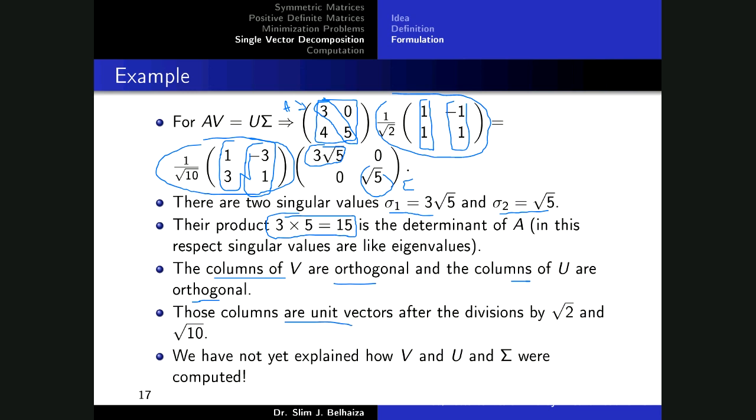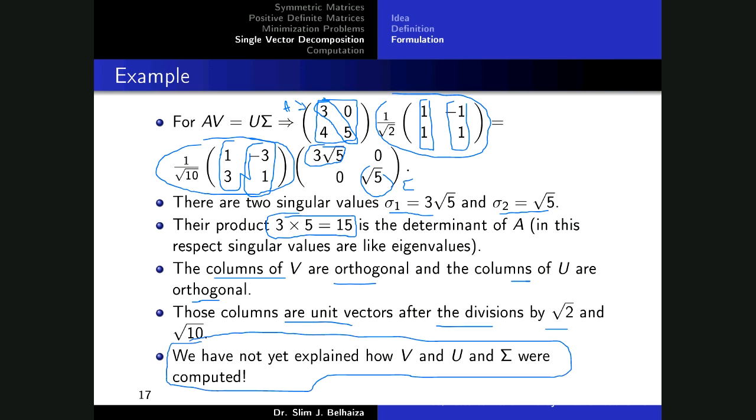Any question? So those columns are unit vectors after division by root of 2 and root of 10. But the question is that we did not explain how we got these. So in the remainder of the talk, we will detail how one can obtain from scratch, from any given matrix, these singular values and singular vectors. Any question, guys? Okay, so let me proceed.